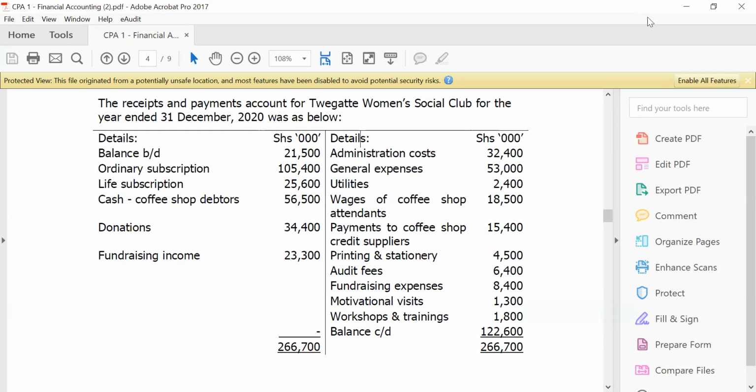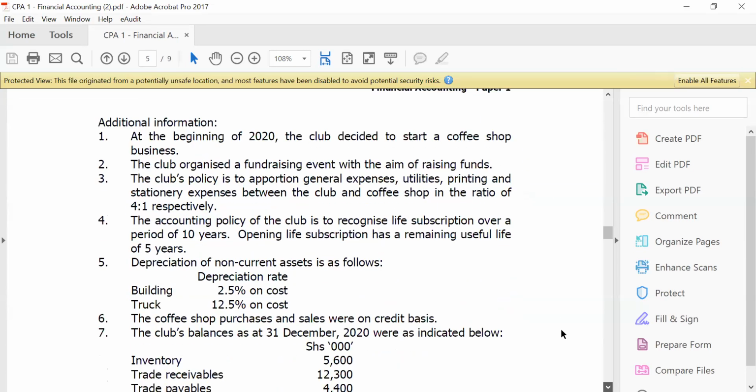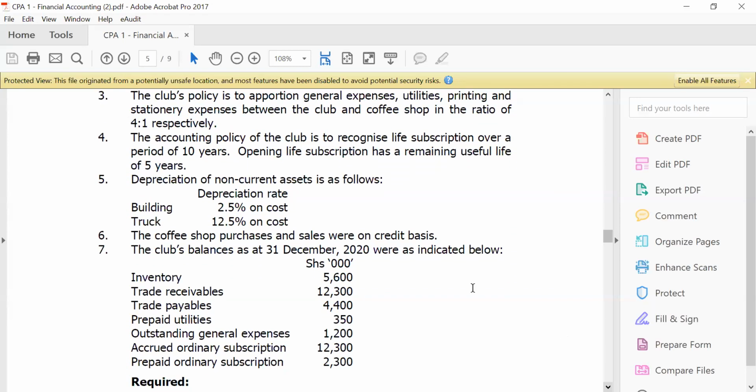Okay, so the only thing that I'm seeing to do with sales is this: cash, coffee shop, debtors. These other items, payment to suppliers and so on, I don't see anything, okay? I don't seem to see anything else to do with sales here. In the additional information, do I see anything to do with sales? I don't see anything to do with sales, but I see something that could be related to sales.